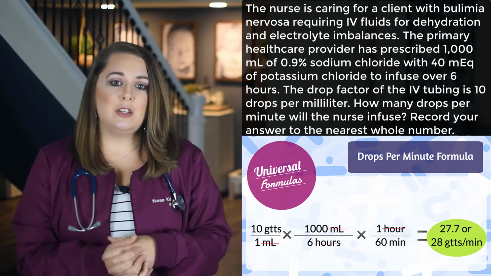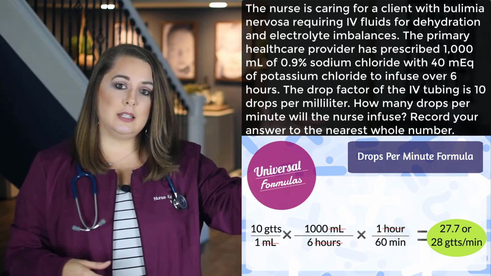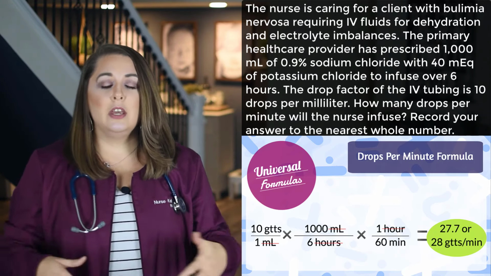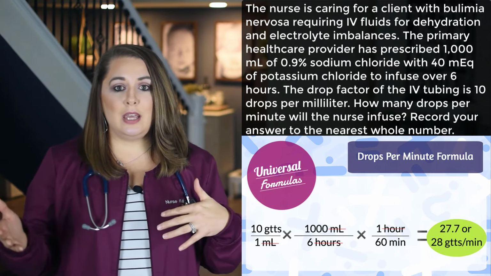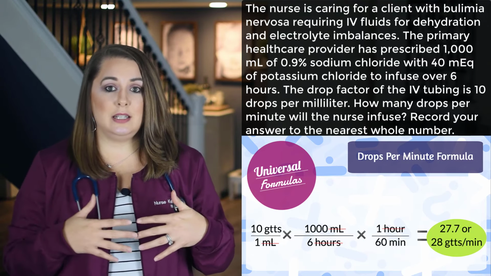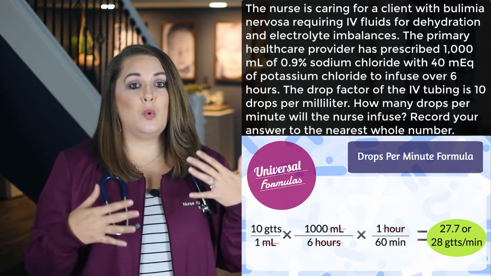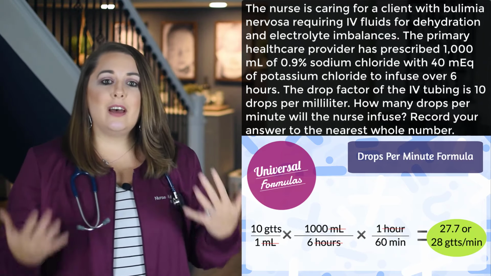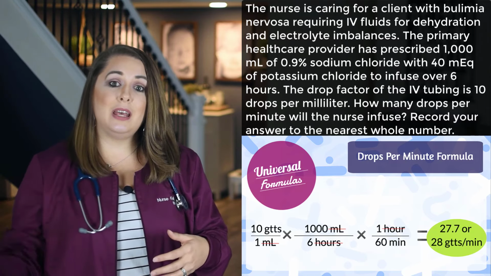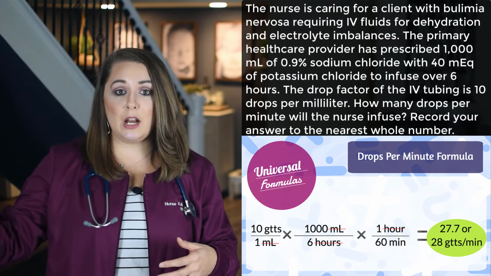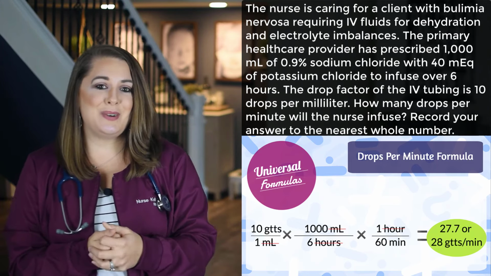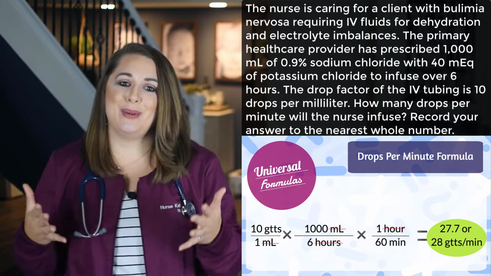Following dimensional analysis, you're going to multiply straight across the top and then straight across the bottom, and then you're going to divide those two numbers together. So 10 times 1,000 times 1 equals 10,000, and 1 times 6 times 60 equals 360. When you divide them together, you get 27.7. Now this question said to round to the nearest whole number. Since the tenth place after the decimal is 5 or greater, we're going to round our answer up. So our final answer in this question is going to be 28 drops per minute.